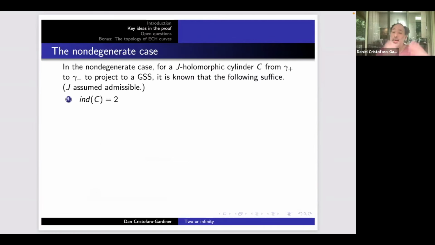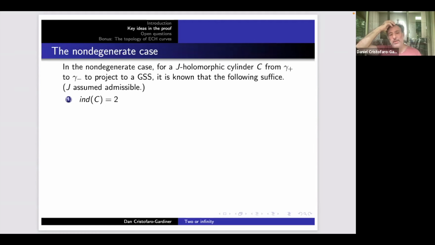Okay, so maybe I should tell you then, especially for people who aren't so used to thinking about this, what actually works in the non-degenerate case. I'm saying from the previous slide that we should hope that the cylinder converges exponentially fast, and then we should try to appeal to the non-degenerate case. So what is actually true in the non-degenerate case? Say I have a J-holomorphic cylinder from gamma plus to gamma minus, and I want it to project to a global surface of section. What is it that I need?